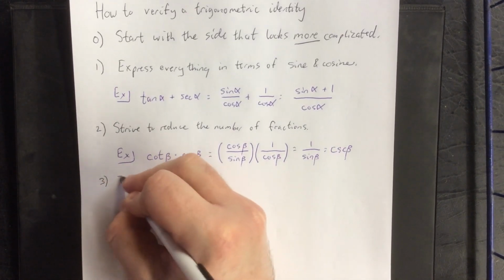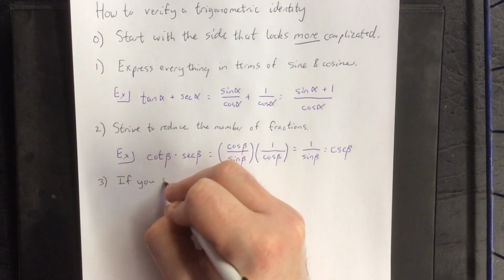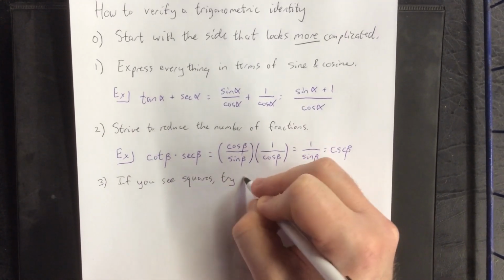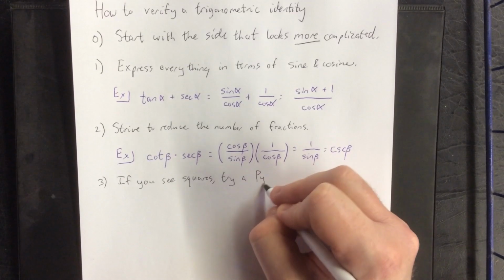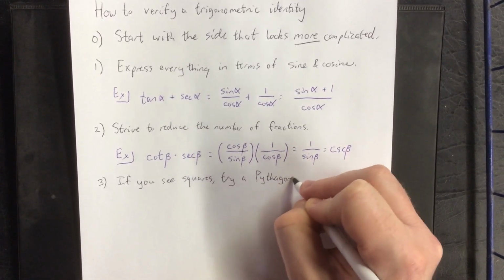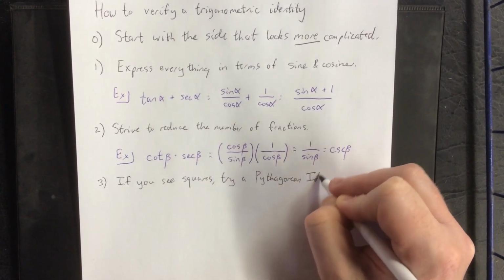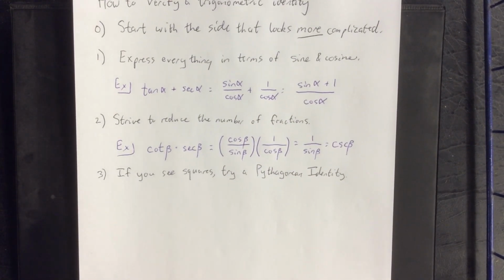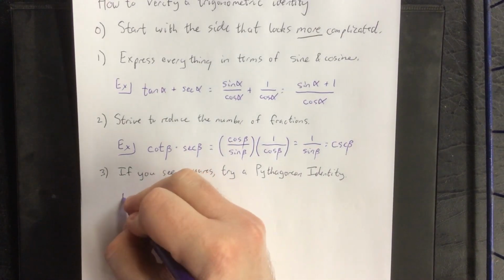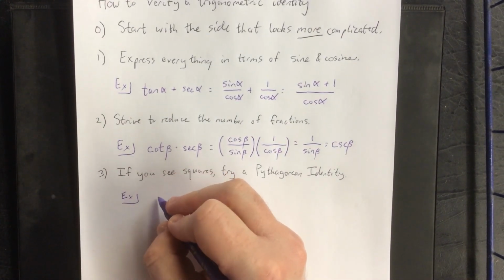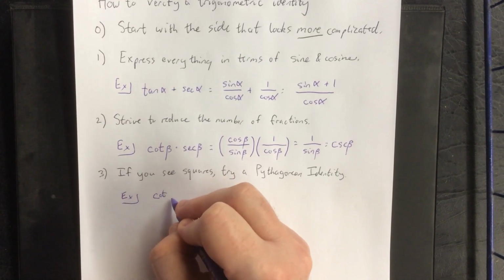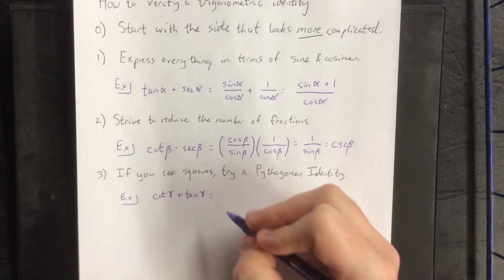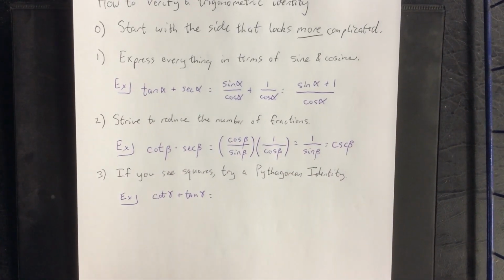Number 3. If you see squares, try a Pythagorean identity. For example, if I were to take the cotangent of gamma plus the tangent of gamma, I don't actually see any squares here.